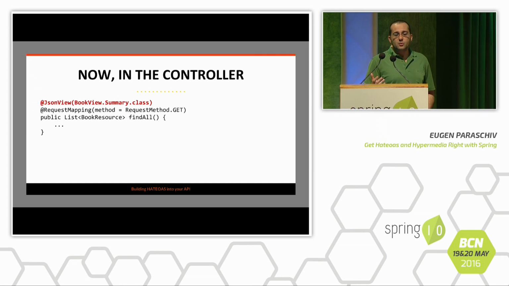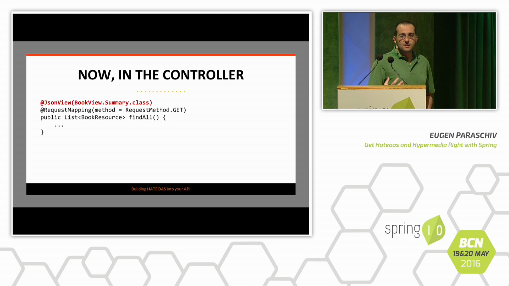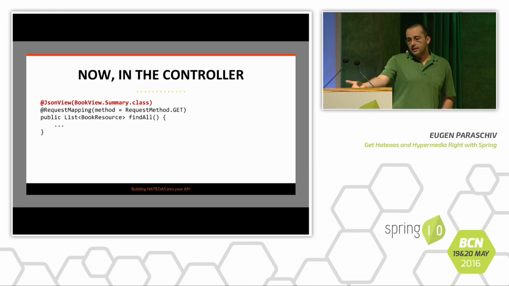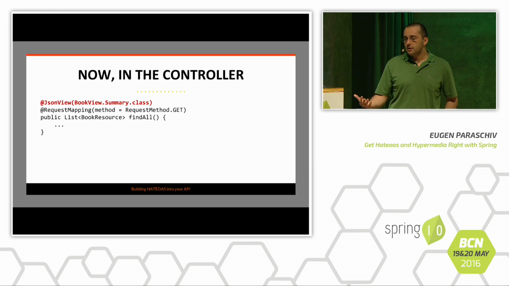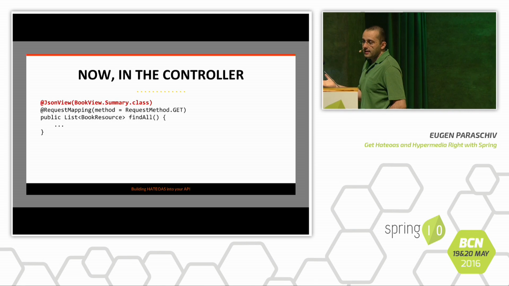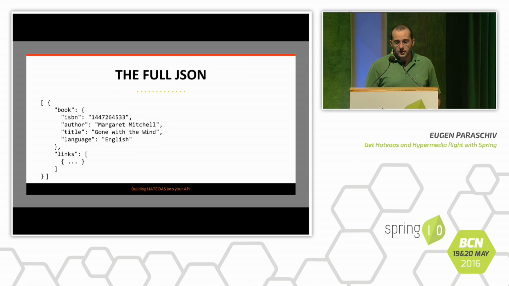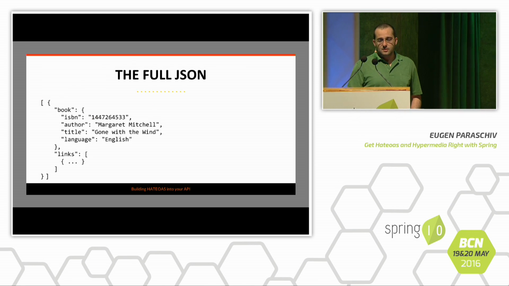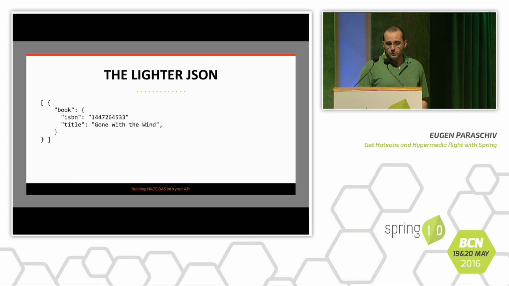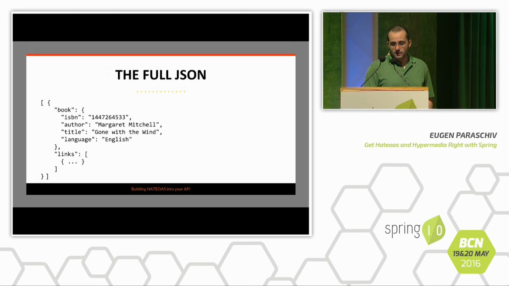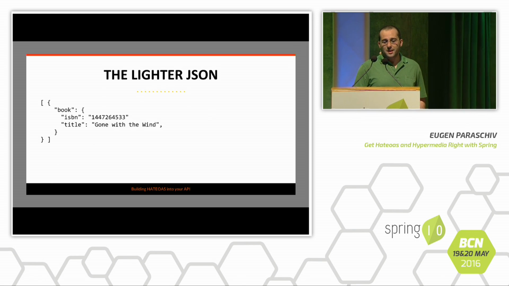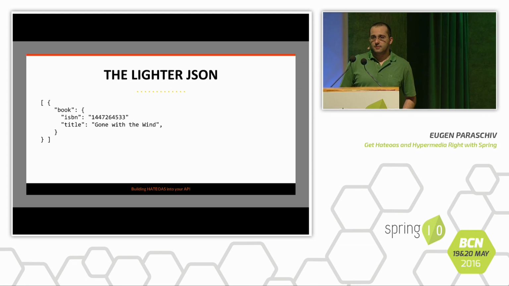What we can do then is we can use the JSON view annotation. We can basically enable this view on the find, in our case, on the find all implementation. And we are done. With that, we're going to go from what would be a full JSON, to this. So you have the full JSON, and you have a much lighter, much cleaner JSON.